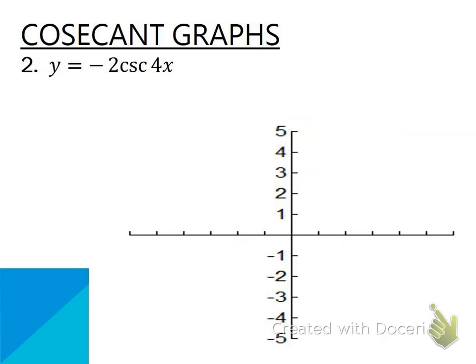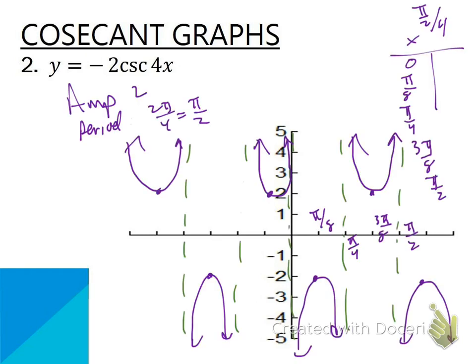You try number 2. Stop the video, get it going. I'll show you the graph, walk through it, and we'll move on to secants. All right, so this is what you should have gotten. The amplitude is 2. The period is pi over 2, which makes your x values 0, pi over 8, pi over 4, 3 pi over 8, and pi over 2.